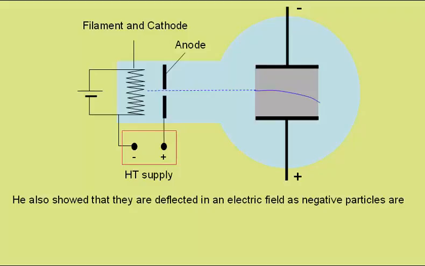He also showed that they are deflected in an electric field, as negative particles are. In this arrangement we have a screen at this point allowing us to see the path of the cathode rays. At this point I've shown a dotted line. We would not be able to see the cathode rays coming across here. There is an electric field in this region with a negatively charged plate above and a positively charged plate below. The cathode rays are bent down like this towards the positive plate and away from the negative plate.